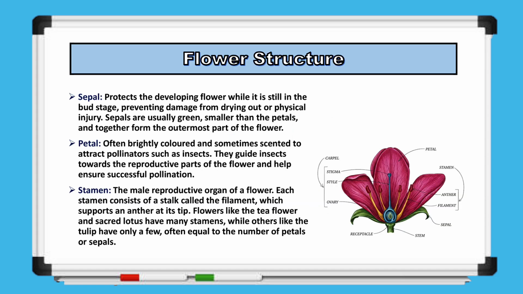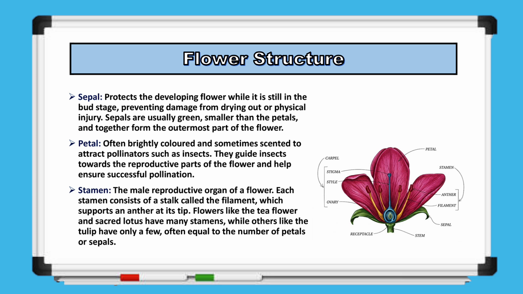So, each part of a flower has a specific role that helps the plant survive, adapt, and reproduce successfully through sexual reproduction. The sepals form the outermost layer of the flower and protect the developing bud. They prevent damage from drying out or physical injury and are usually green and smaller than the petals. The petals are often bright in color and sometimes scented, attracting pollinators like insects. They guide these pollinators toward the reproductive parts of the flower, helping to ensure that pollination occurs successfully.